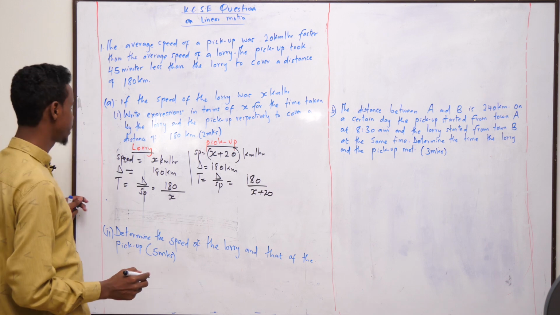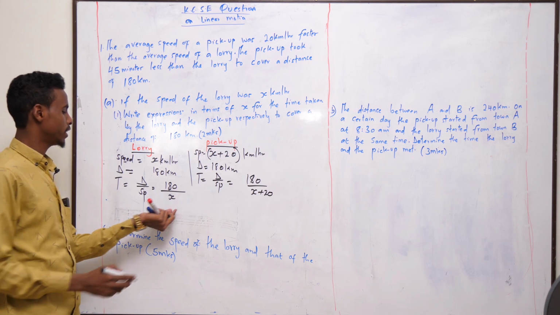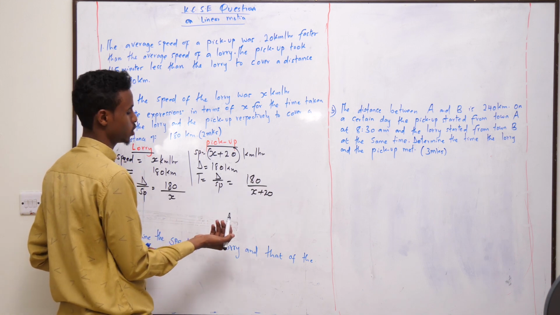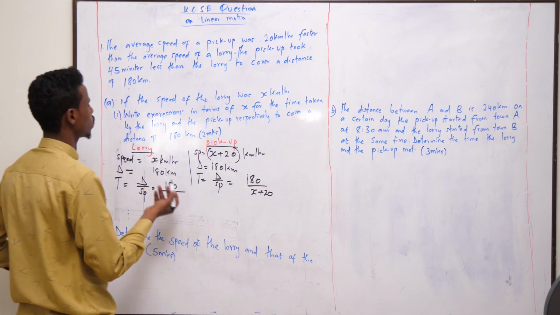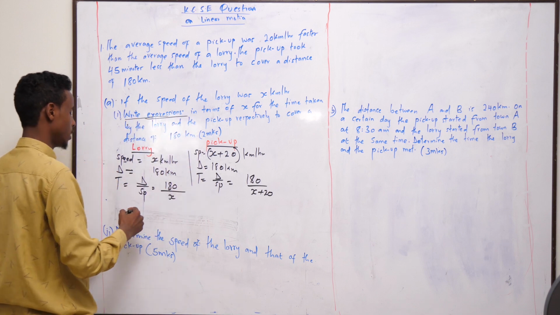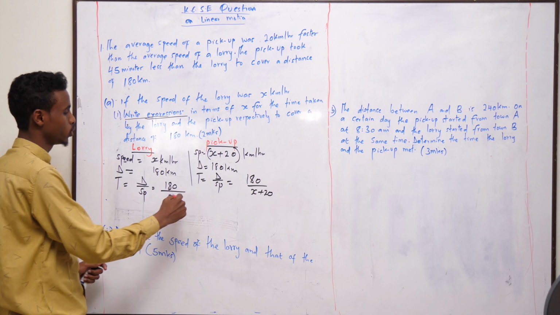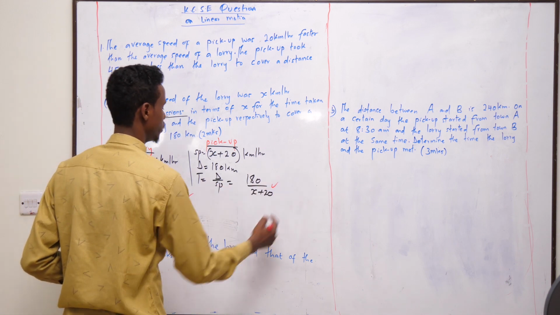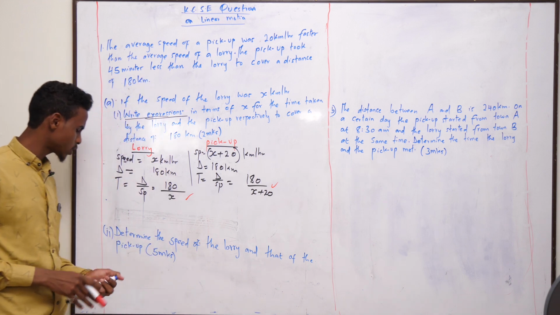We can clearly see that the time taken by this one is 180 over x, and the time taken by this one is 180 over x plus 20. Remember, the question was not asking for the exact value, we just write an expression, and therefore writing it this way is very correct. Now, let's look at the next one.